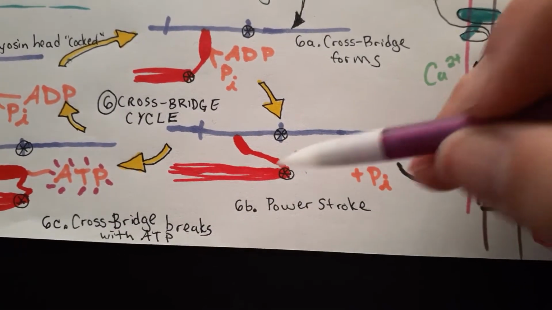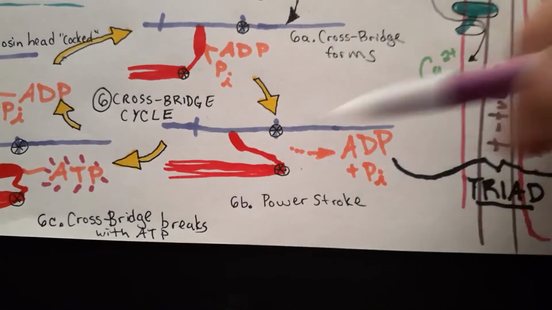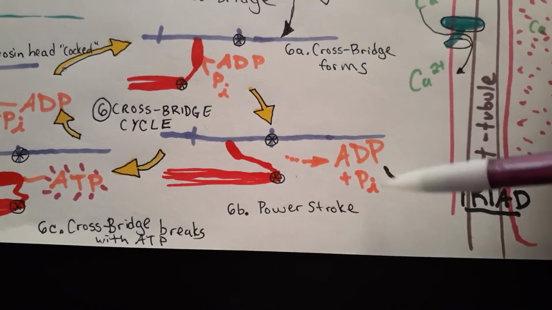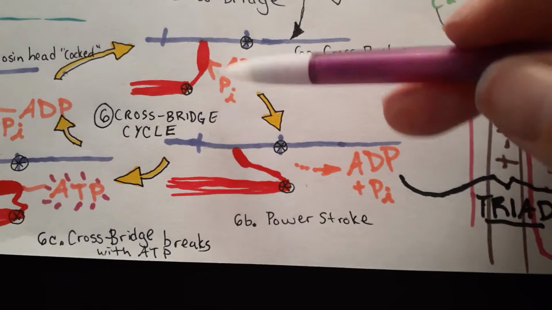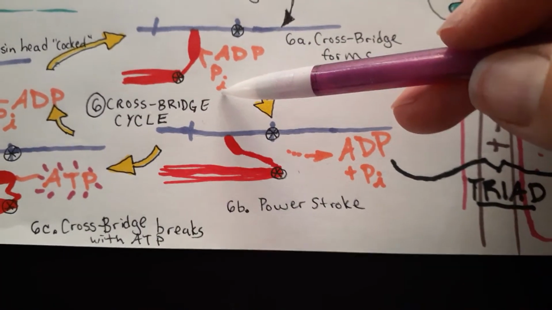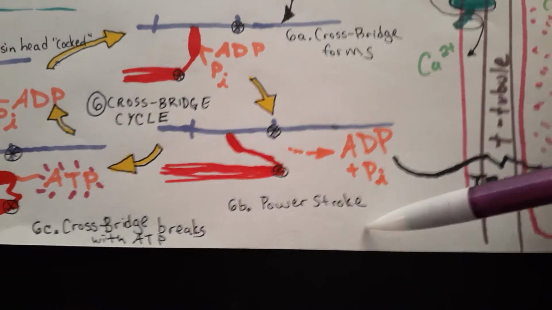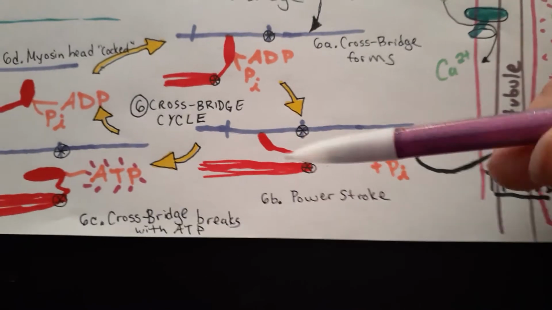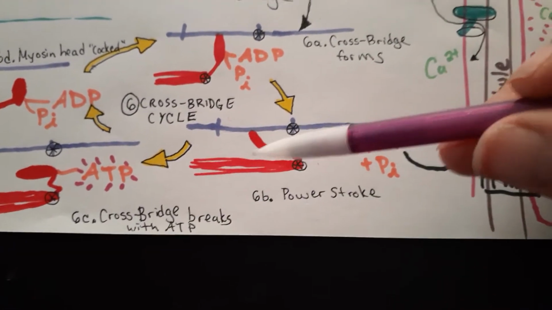In order to actually fuel this conformational change, we get rid of ADP and phosphate. Right up here, we can see ADP and phosphate are attached. We'll get to that in a second. The power stroke is fueled by essentially getting rid of these two molecules. That changes the shape of myosin and pulls the actin towards the M line.